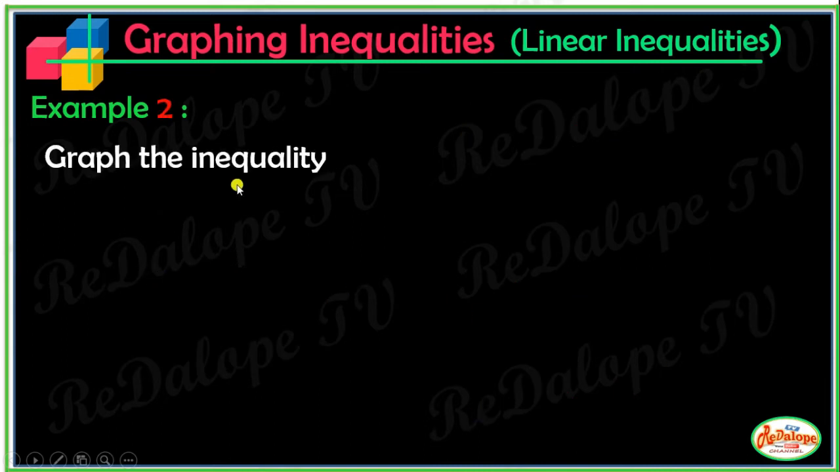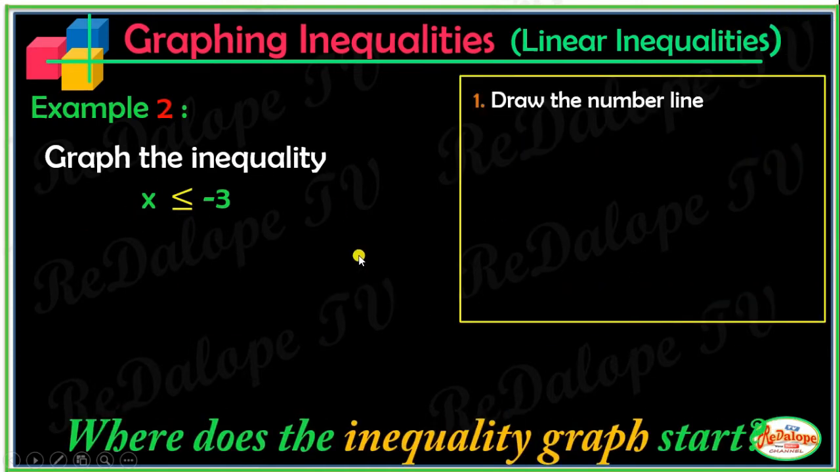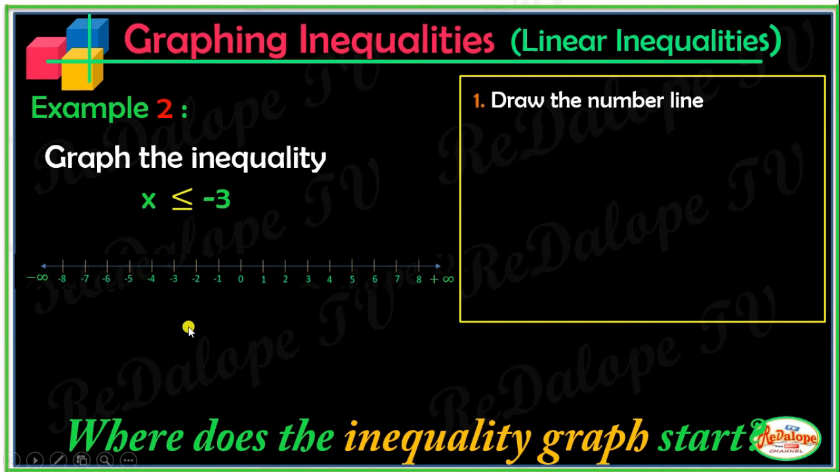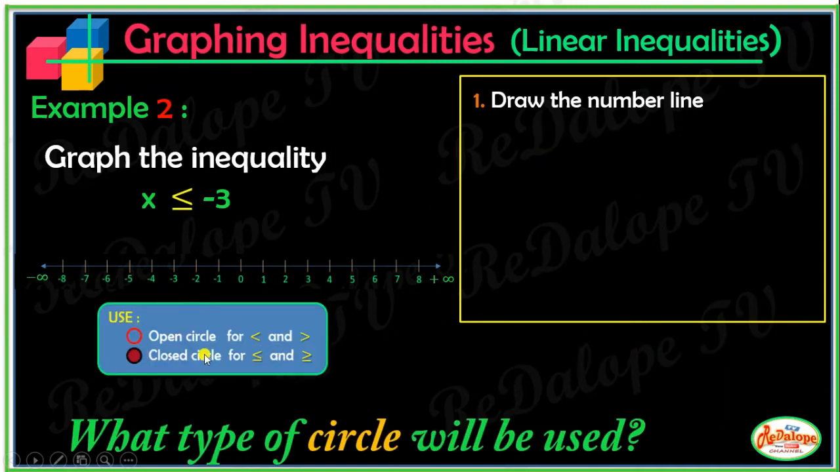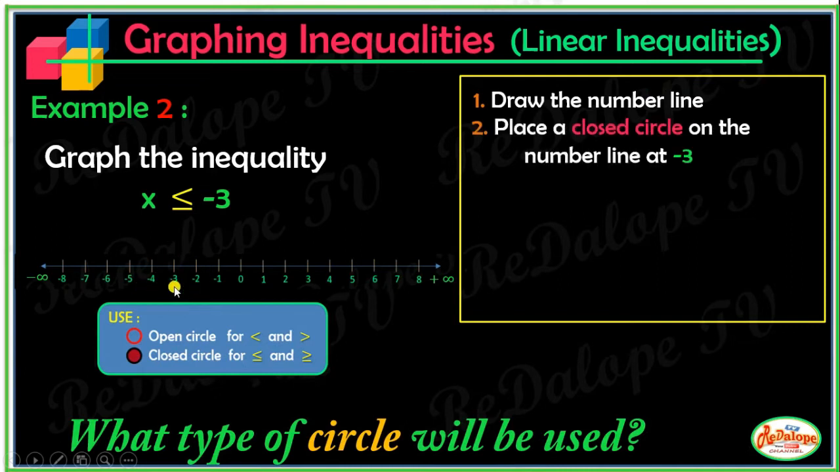For number 2, we have, graph the inequality x is less than or equal to negative 3. So again, we're going to draw the number line from 0 to positive infinity, from 0 to negative infinity. Now, since the inequality sign between x and negative 3 is less than or equal, then therefore we're going to use the closed circle for less than or equal. And we're going to place the closed circle on the number line at negative 3. So we have the closed circle here at negative 3.